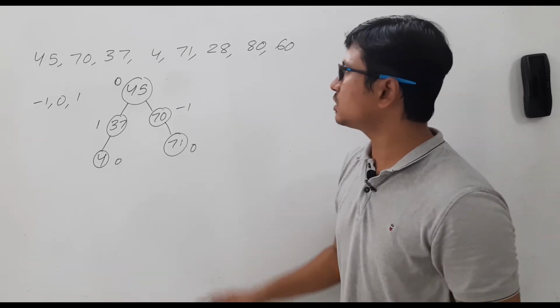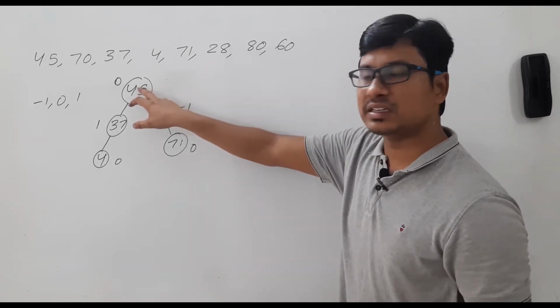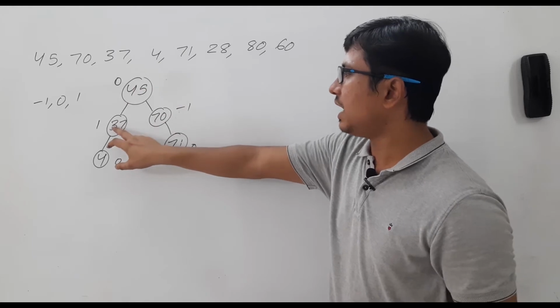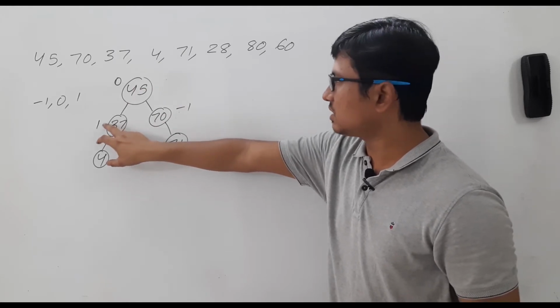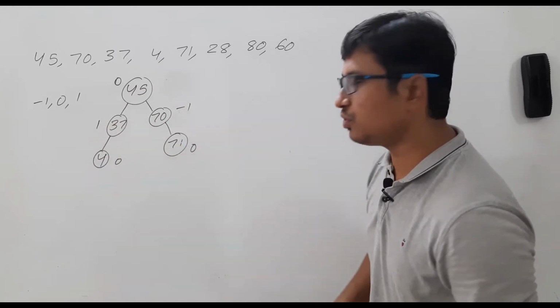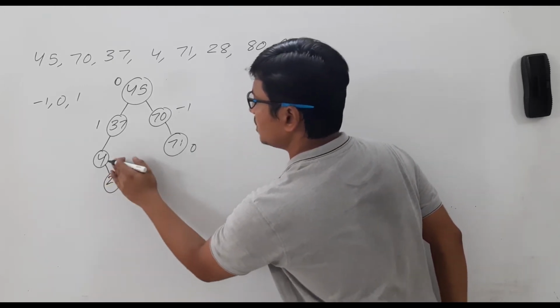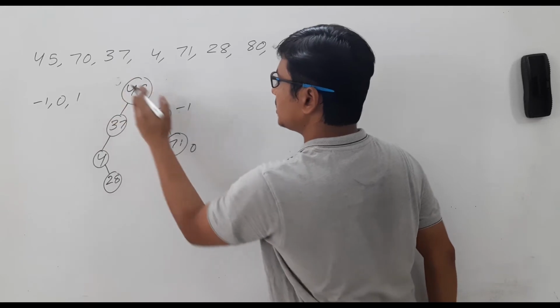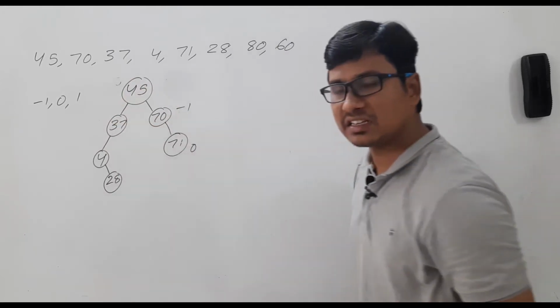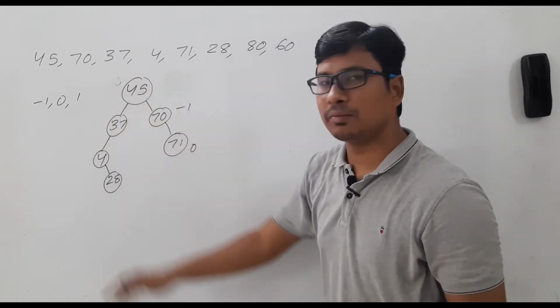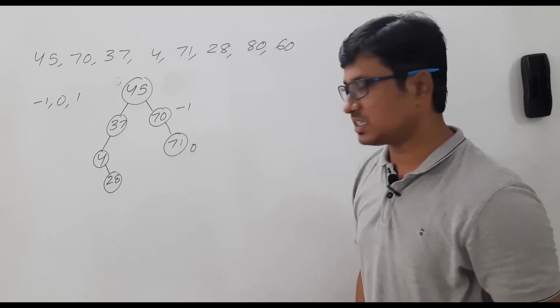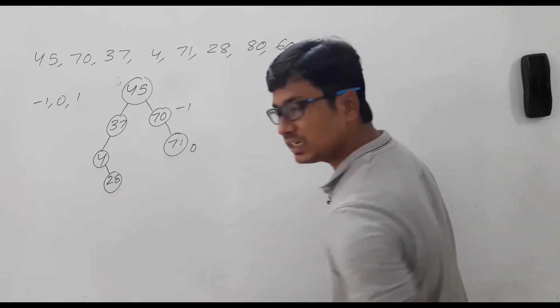Where do you need to insert 28? 28 is less than 45 and less than 37, greater than 4. So 28 you need to insert here. Now once you have inserted 28, these two balancing factors will not change and the remaining values' balancing factors will change. Now how it will change, we will discuss now.